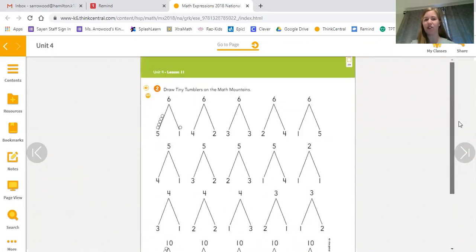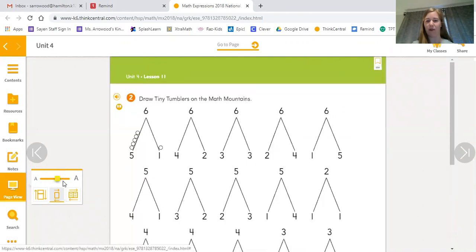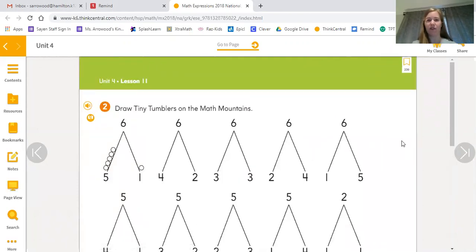So what we're going to do is we are going to draw tiny tumblers on the math mountain. So I'm going to make it a little bit bigger so we can do the top ones together. So my directions, always the first thing I want to do is draw tiny tumblers on the math mountains. Who can tell me how many tiny tumblers live on all of these mountains? 6, good. 6 tiny tumblers live on these mountains. Now, do you think all of my math mountains are going to look exactly the same? No, because some roll down the left side and some roll down the right side.